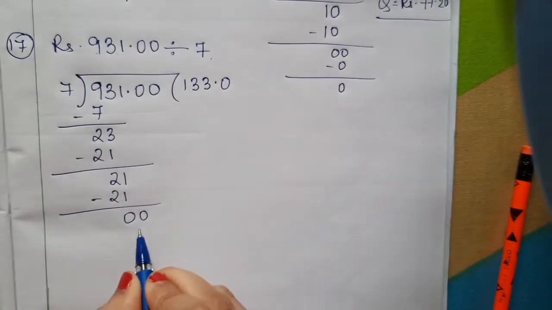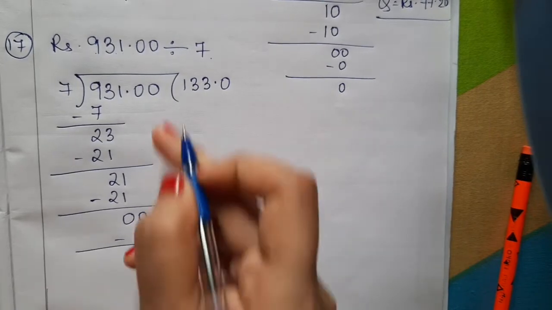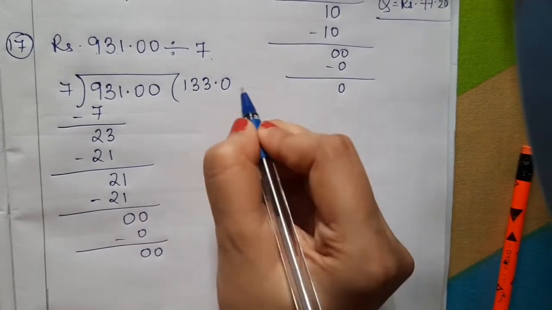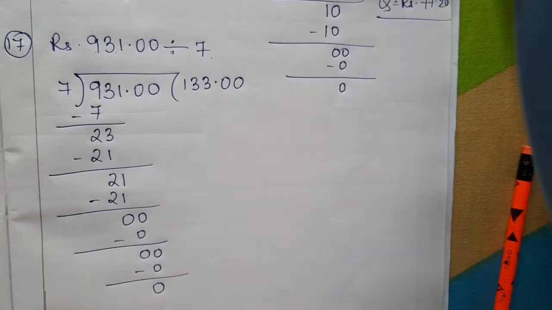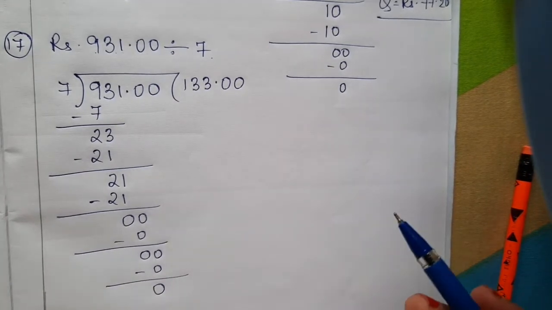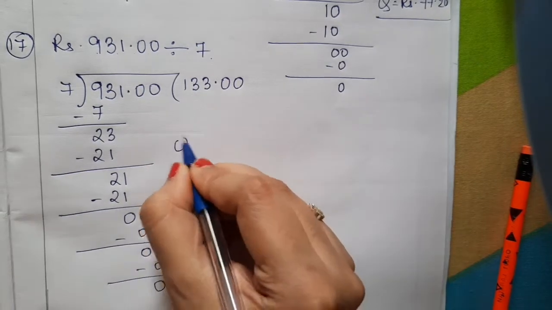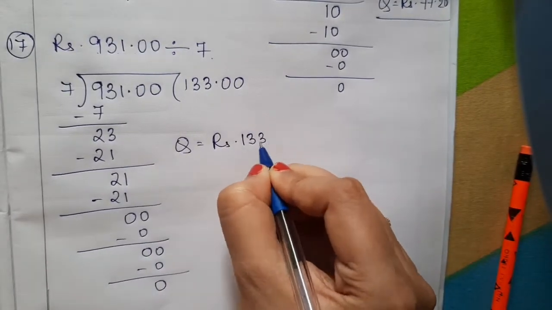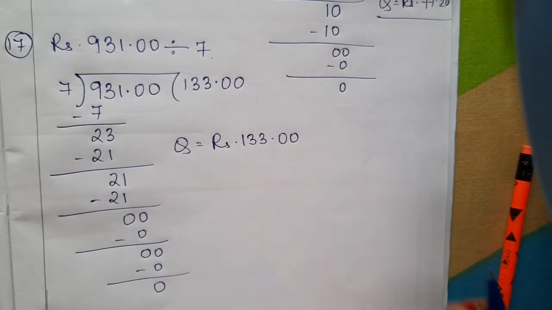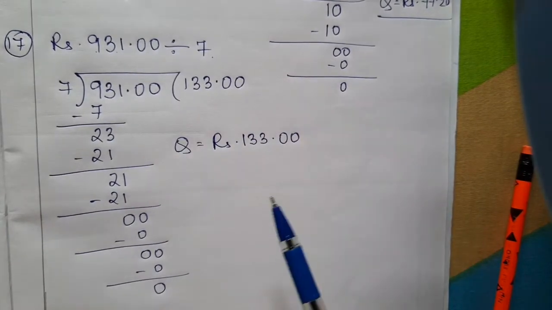7 zeros are 0, minus 0. Bring this 0 down. 7 zeros are 0, 0 minus 0. So our answer becomes, so our quotient becomes rupees 133.00. Do you want me to explain it to you again?